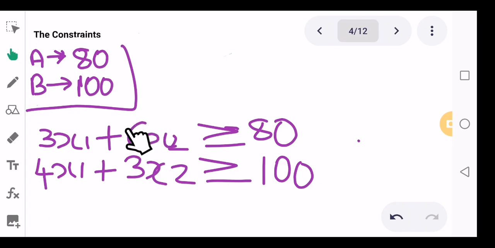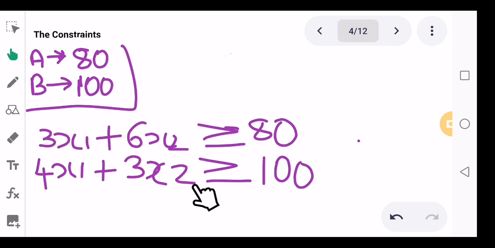Okay, 6 is with respect to 1 unit of F1, but we don't know how many units we are going to purchase. That is x2. So we assume it to be x2, and then we multiply this, and this entire thing tells us the total vitamin A intake. The total vitamin A intake has to be greater than or equal to 80. That is what this means.